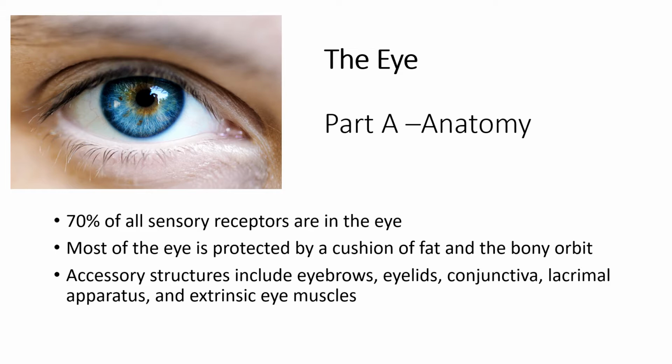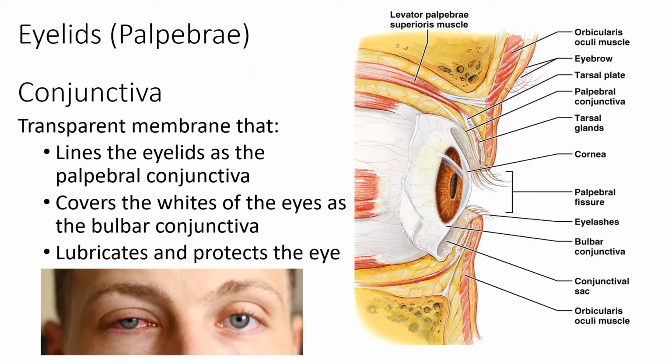Those are the muscles that attach to the outer part of the eye, to the sclera, which is the back part of the white of the eye. The part of the eye you should never be able to see unless something has gone terribly wrong. Let's start by taking a look at the accessory structures of the eye.